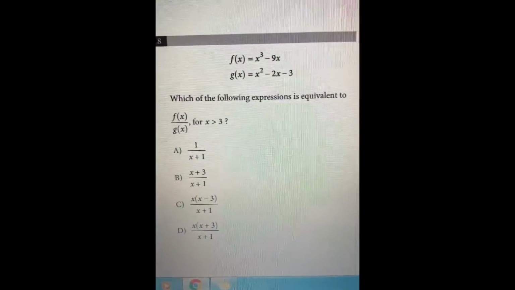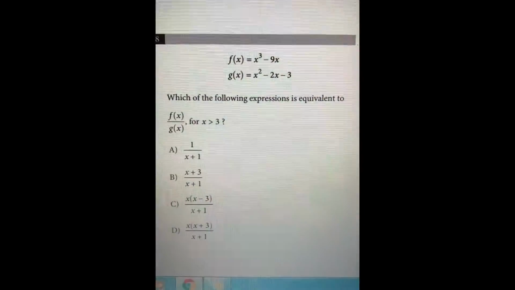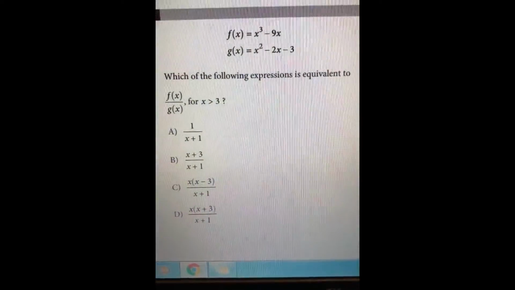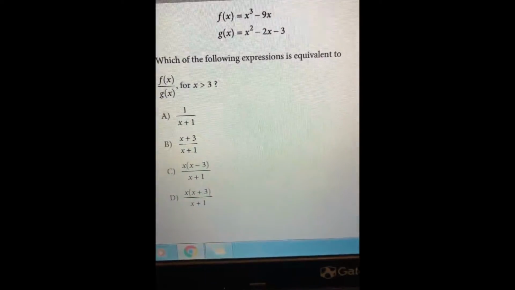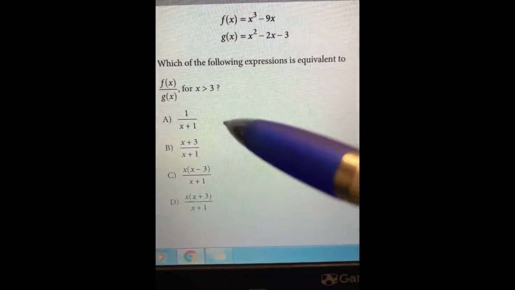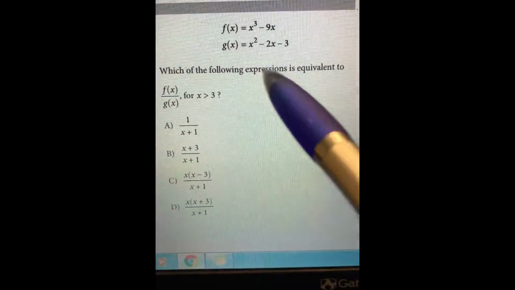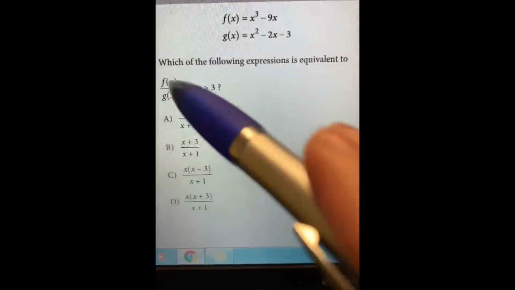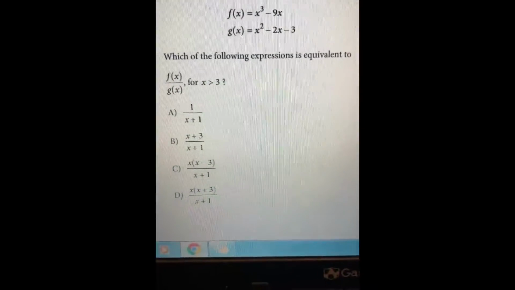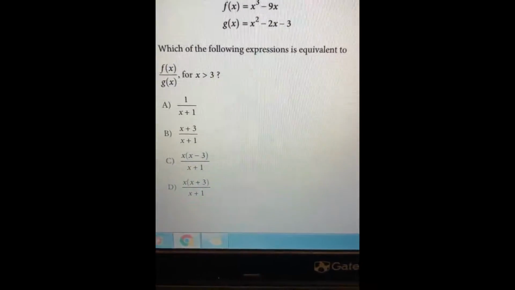Okay, so another thing: when a problem tells you "for x greater than 3" or "for x less than something," you can almost always ignore that. Basically, it's just saying that x can't be 3, because if you had g of 3, that would be 0, and you can't have 0 in the denominator. That's the only reason they're saying that. It really has nothing much to do with how you're going to solve this problem.